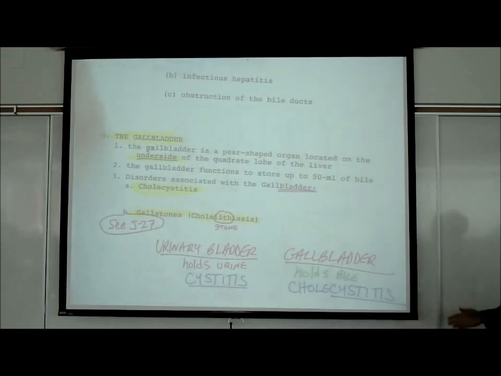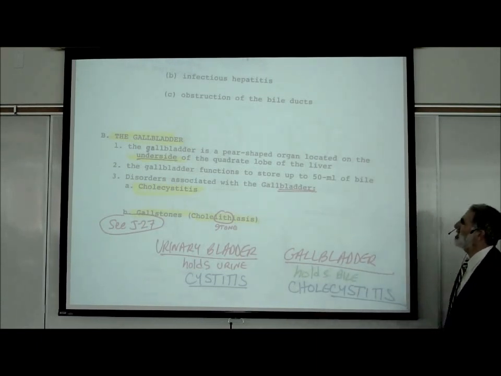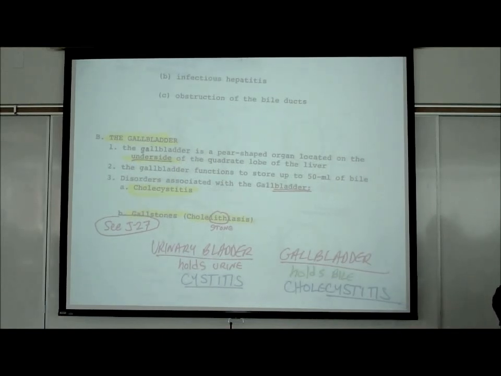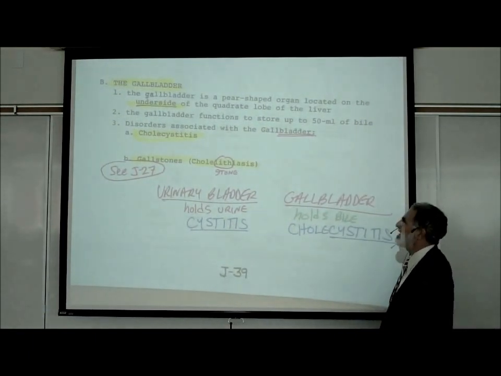And it's located on the underside of the liver. And it holds up to 50 milliliters of bile. I'm not going to test you on how many milliliters of bile it holds. Now, under disorders associated with the gallbladder, what is cholecystitis?